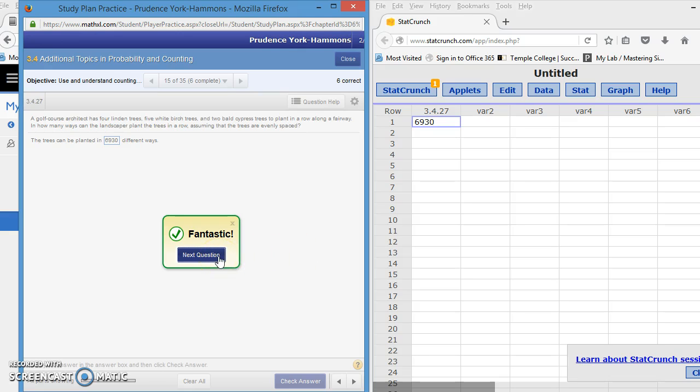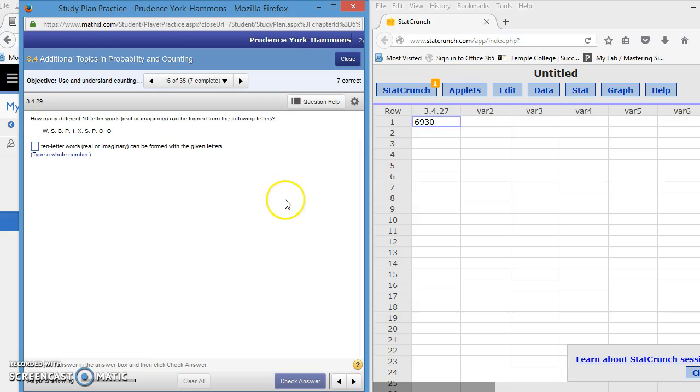All right, let's look at the next question. The next question asks how many different 10-letter words, real or imaginary or nonsensical, could be formed from the following letters: W, S, B, P, I, X, S, P, O, O. Now, if they had just been 10 different letters, we could have done 10 factorial and we'd have been done. But the problem is that the letter S is repeated twice, the letter P is repeated twice, and the letter O appears twice.